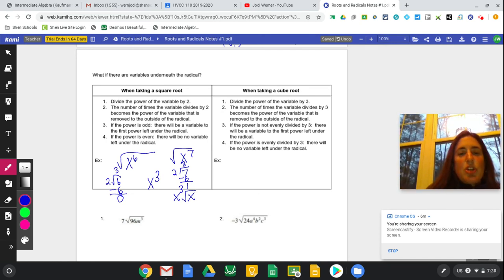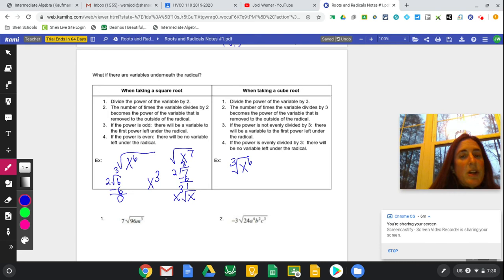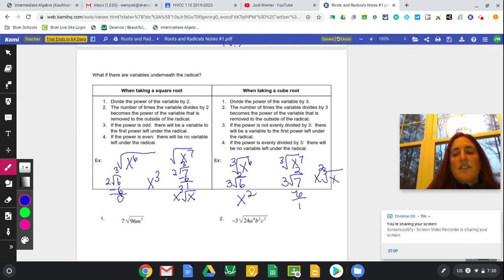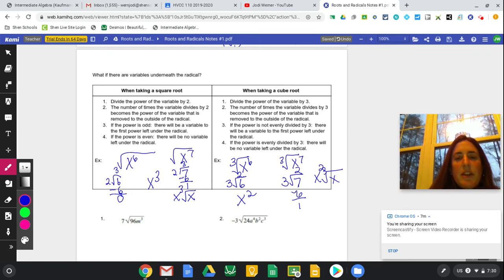Same idea when you're taking a cube root. This time, instead of dividing by 2 for the square root, you're going to divide by 3. 3 goes into 6 2 times, so the cube root of x to the 6 is really x squared. There was no remainder. But if I had the cube root of x to the 7th, 3 divides into 7 2 times, and there's 1 left over. So this is really x to the 2nd, but there's a cube root of x left underneath because there was a remainder of 1.